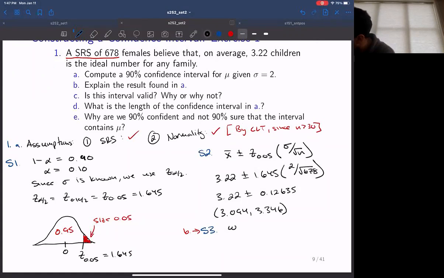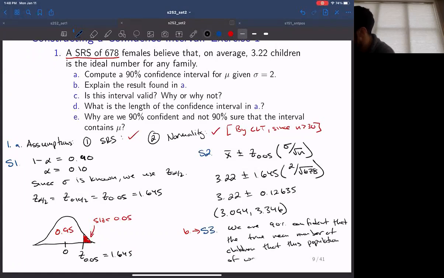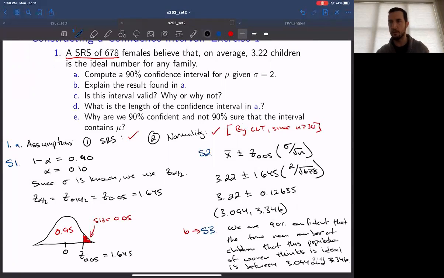So now we can say we are 90% confident that the true mean number of children that this population of women thinks is ideal is between 3.094 and 3.346. Right, so that would be the explanation or the interpretation of that interval.